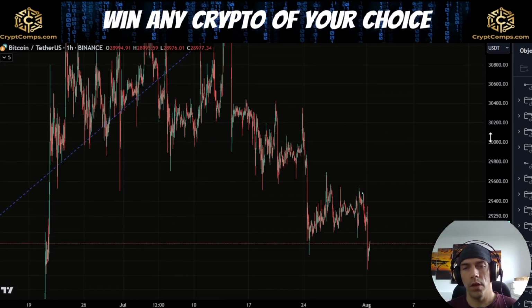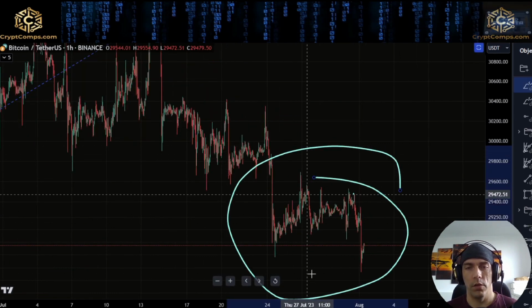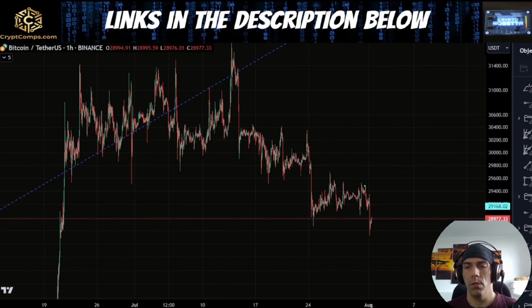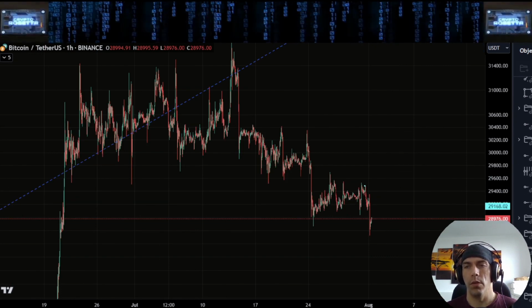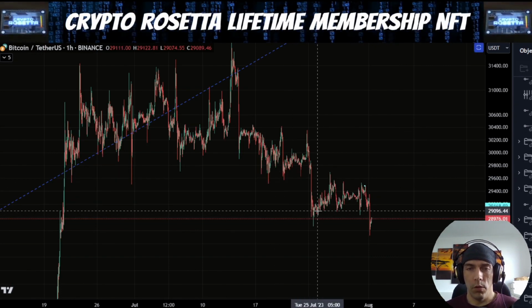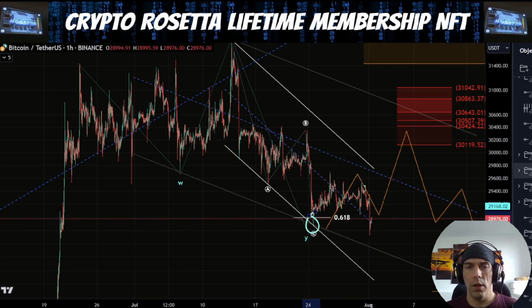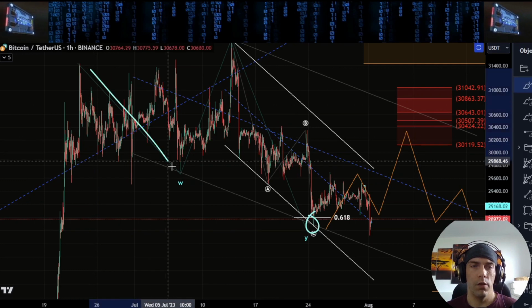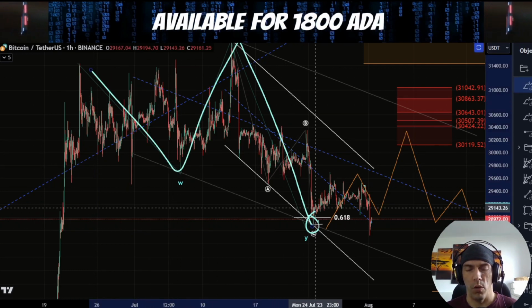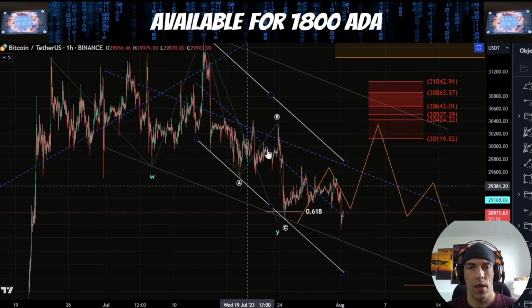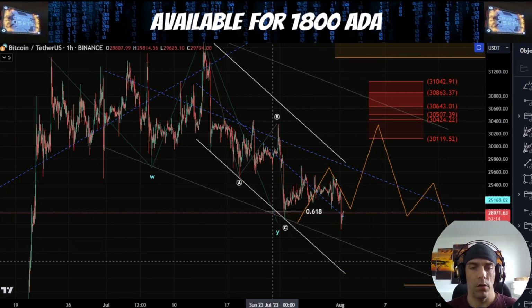So within this idea of this move over here still being part of another structure, what we could see, within one of the counts we were talking about, is that possibility that we could complete into this low. Now, if we do complete into that low, effectively what we would be saying here is that this could actually be W, this could be X, this could be Y. Now, we did come down to this 0.618 here, and we'd be saying that this is A, B, and C into this area. Now, it is always possible here.